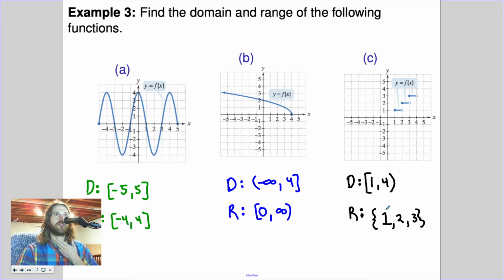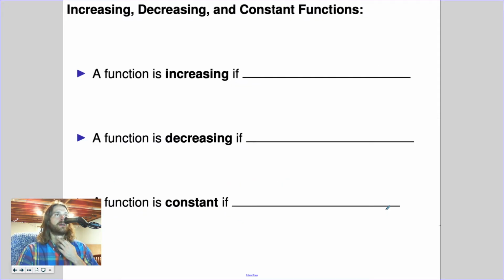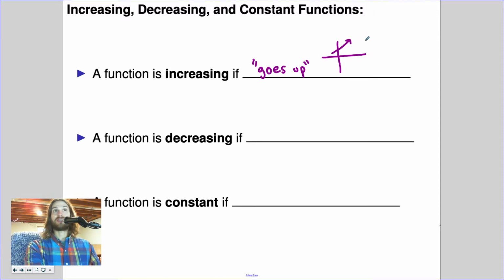Now let's do something even more fun. We say a function is increasing if it, air quotes, goes up. We say it's increasing if it goes in the upward direction. What do I mean by that? Let's draw a pretty picture. If we go from left to right, like biking uphill, we're going up. So this is an increasing function, going up like this.